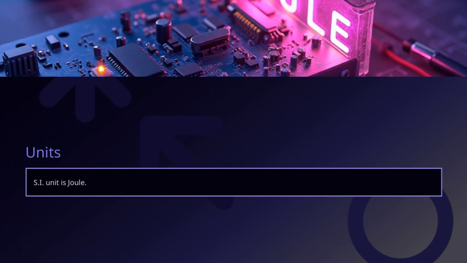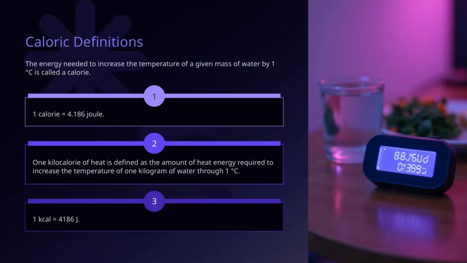So, whenever you hear about work done or energy transferred, think of the joule as that universal unit that ties everything together. Let's start by understanding the relationship between calories and joules. 1 kilocalorie, which is often just called a calorie in nutrition, is equal to 4,186 joules. This conversion is key when we're working across different systems of measurement.